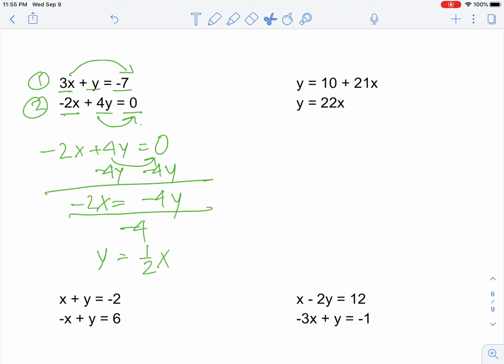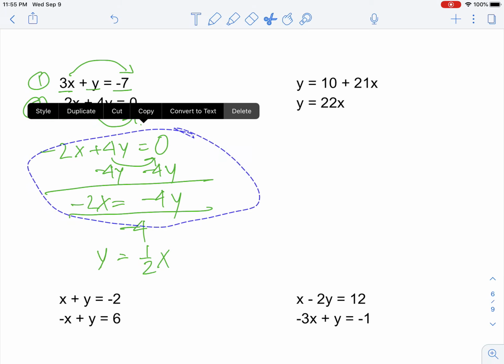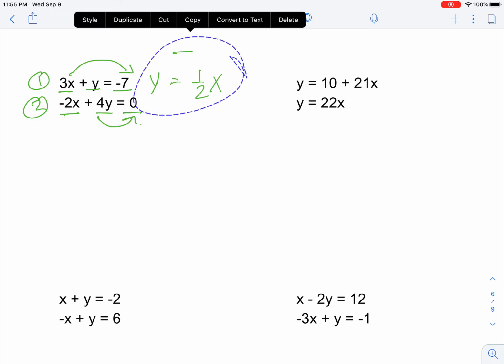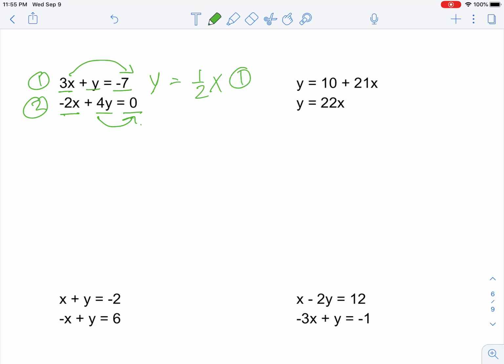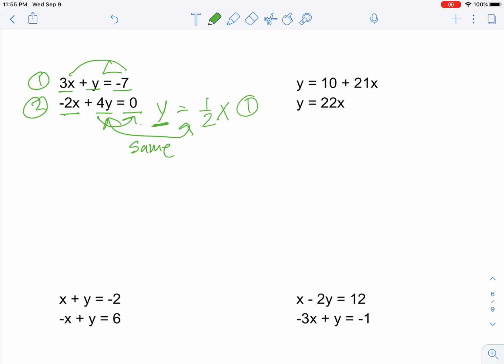Now that's going to be the equation that I'm going to be including as my first equation. These two equations are equal. I just switched, no, not this equation, but the second equation. These equations are the same, since I just moved around the values so I can make the variable alone on one side. So what do I do now? I put it into the first equation, 3x plus 1/2 x equals negative 7.